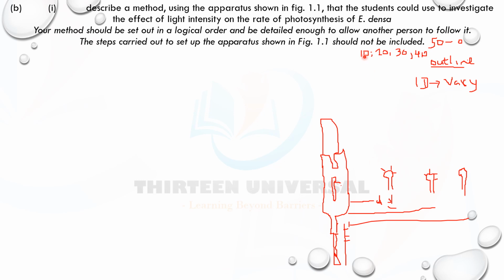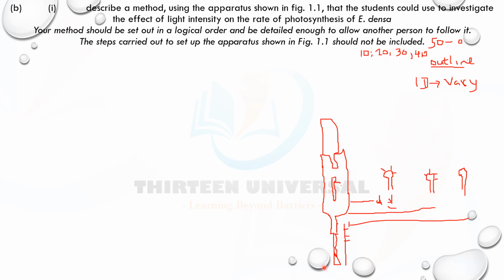I'll start with the first distance, which is 10 cm. I put the light source 10 cm from the experimental setup. Of course you're going to state that you fill in the barrel with sodium hydrogen carbonate solution and put the same mass. State how you're going to do that, but before you start writing, you must know what you're going to write. So I'm going to put these values as my independent variable.